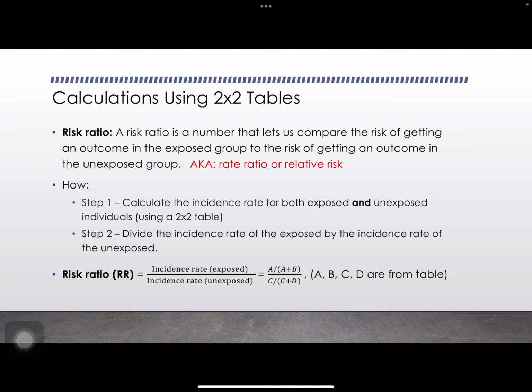The first calculation we will perform using a 2x2 table is the risk ratio. This can also sometimes be referred to as the rate ratio or relative risk, so this is good to keep in mind for exams and homework problems. A risk ratio is the number that allows us to compare the risk of getting a certain outcome between the exposed and unexposed groups. The formula you see here basically takes two incidence rates for the exposed and unexposed and compares them to each other. We're basically asking whether the exposed group is at more risk for the outcome than the unexposed group.